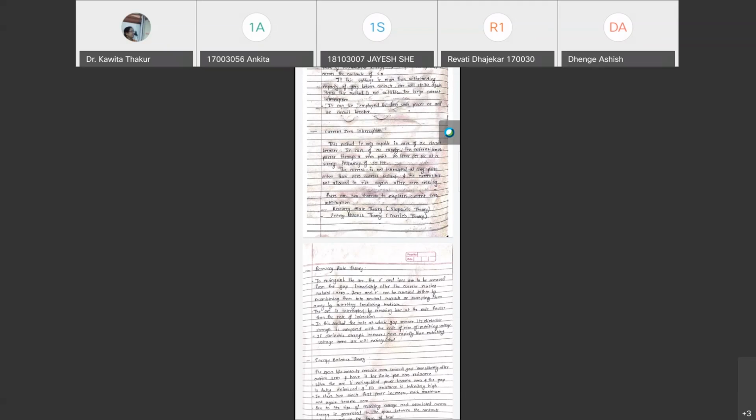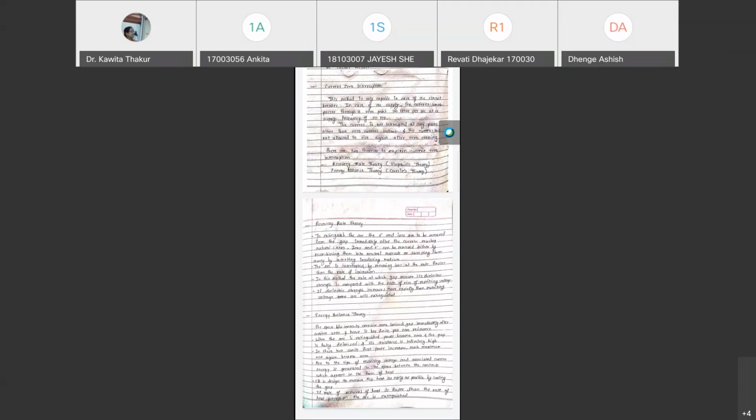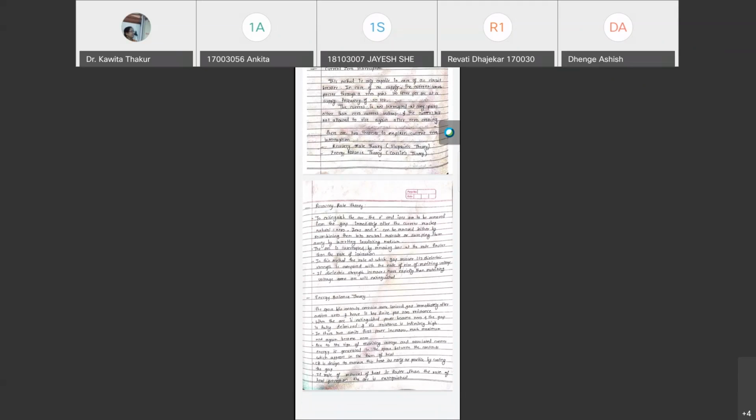There are two theories to explain current zero interruption. First is the recovery rate theory, which is also called Slepian's theory, and next is the energy balance theory, which is also called Cassie's theory. First, we will see the recovery rate theory. To extinguish the arc, the electrons and ions present in the gap are to be removed from the gap immediately after the current reaches its natural zero.